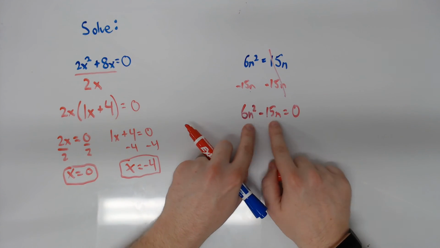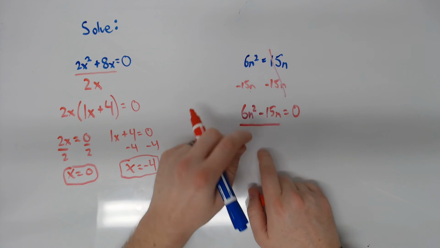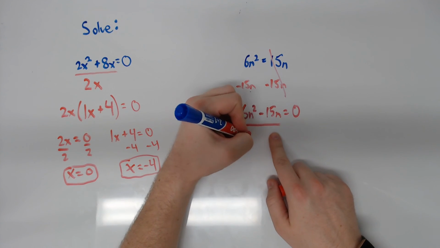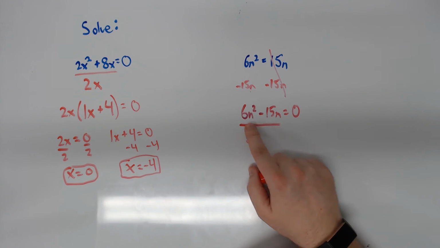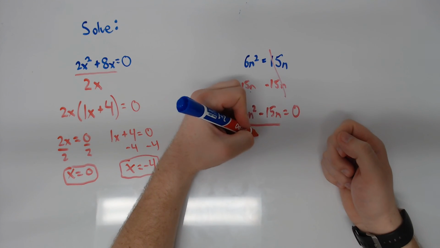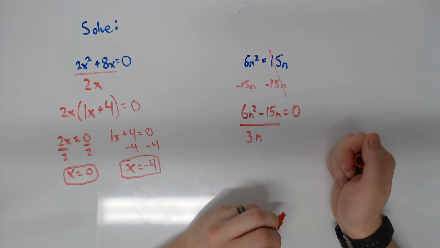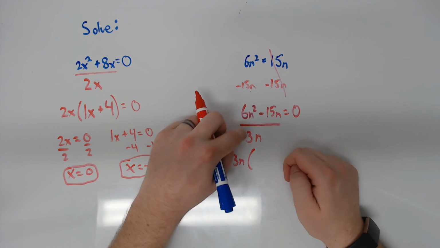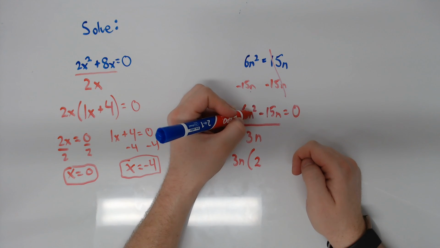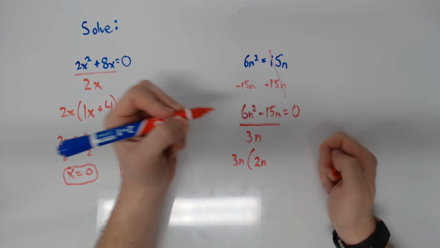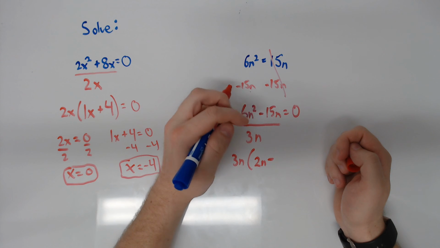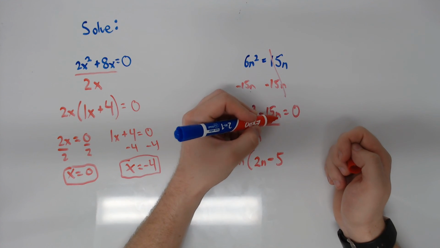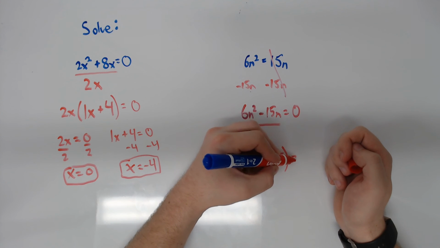Now we factor out the greatest common factor. What are 6 and 15 both divisible by? It's going to be a 3. n squared and n, I can take out a single n. And now we rewrite it: 3n, and then parentheses, 6 divided by 3 is 2, n squared over n is 1n left. Minus, because I had a minus sign here, 15 divided by 3 is 5, n divided by n is no n's left.